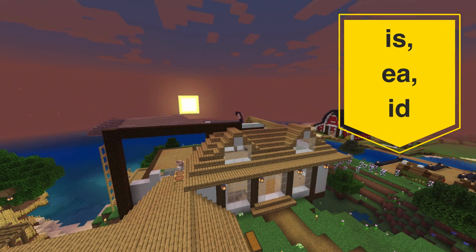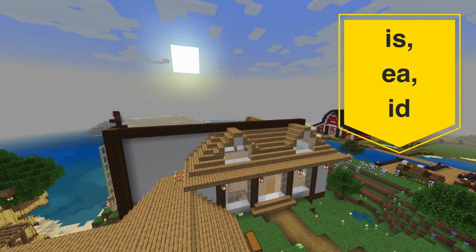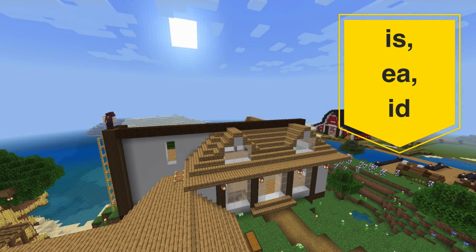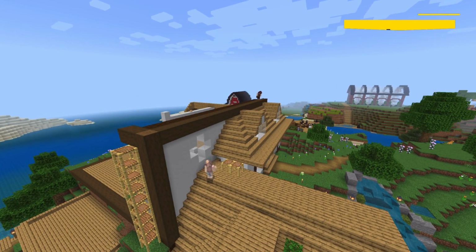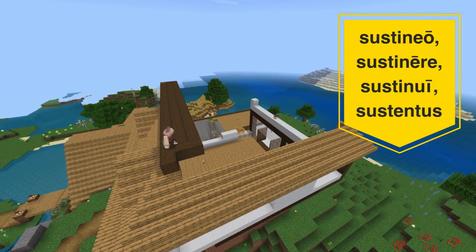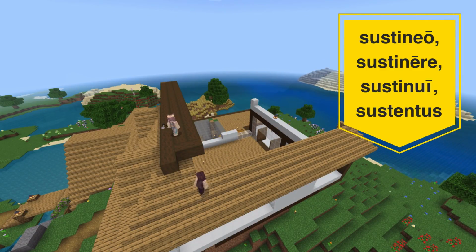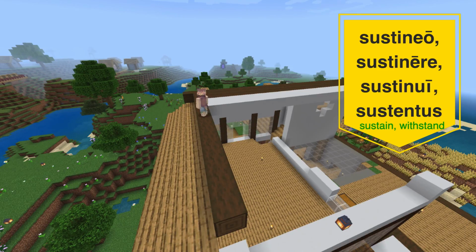Is, ea, id. Note that each one of these refers to a different gender, masculine, feminine, neuter. This word means he, she, or it. Third person pronoun. Then we have susteneo, sustenere, sustenui, sustentus. This word you can kind of see in the stem. It means sustain or withstand.